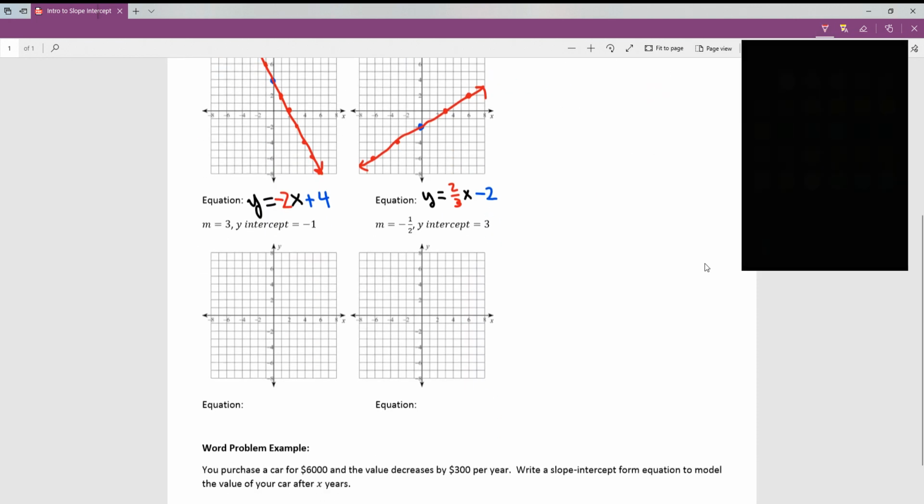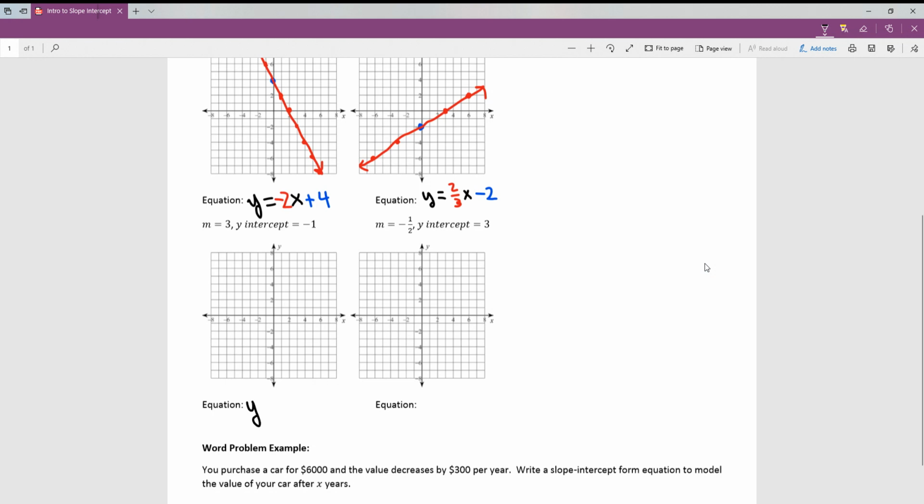All right, a couple more. I'm going to start my equations out here. We know y equals something x plus something. For this next one, my slope is 3, and so my equation is y equals 3x. And then my y-intercept is -1, so -1.